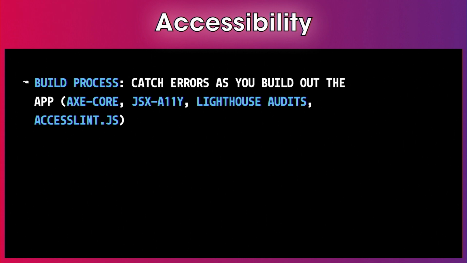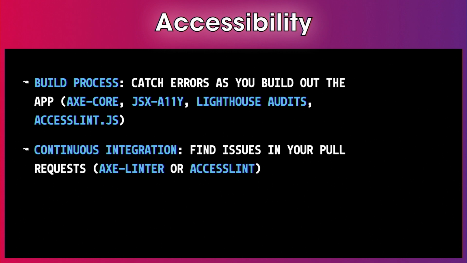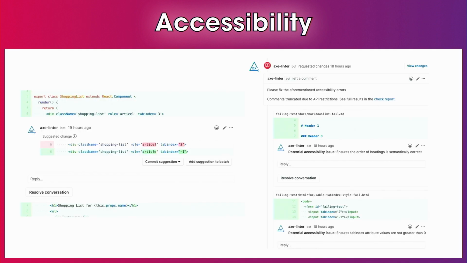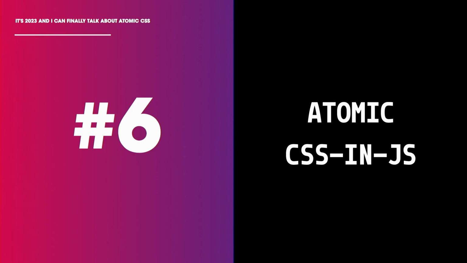For example, you can have accessibility in your pipeline, in your build process. You can catch errors with tools like axe-core, JSX accessibility, Lighthouse audits, etc. And you can go one step further and have that in your CI, for example. ESLint and axe linter are great for that. And then here you can see, for example, in your PRs, you're getting suggestions, hey, this could be an accessibility regression. So that's also great.